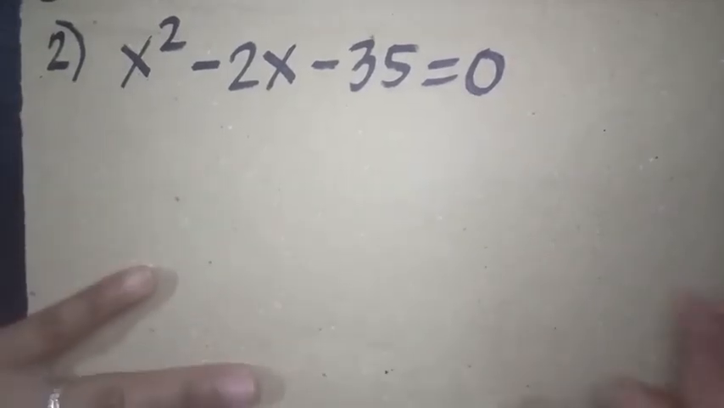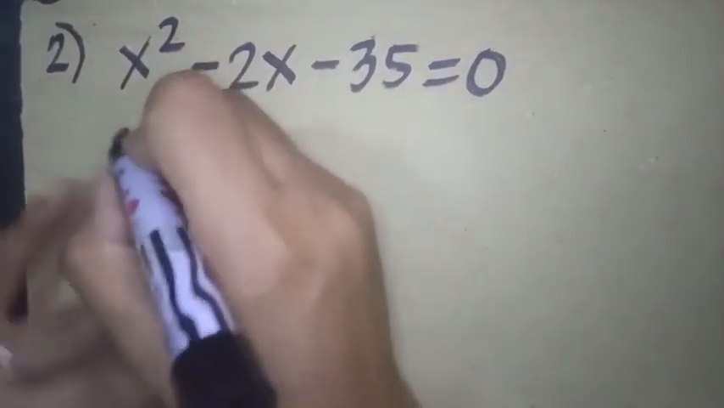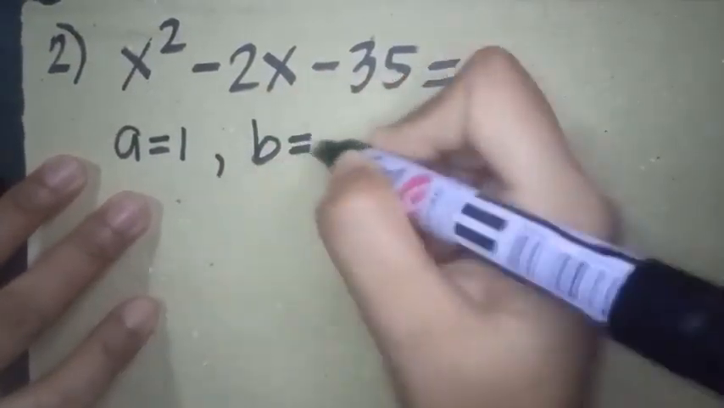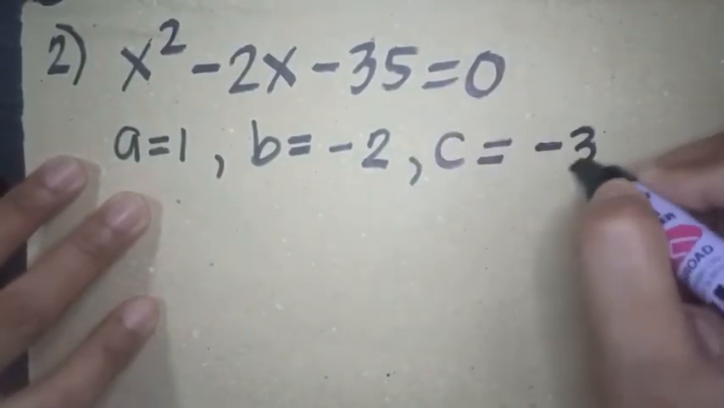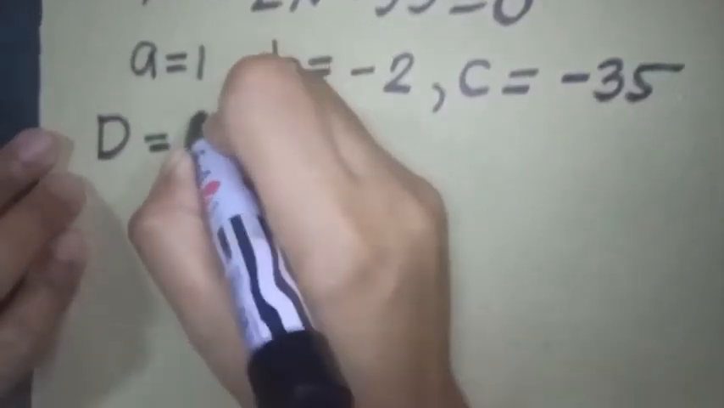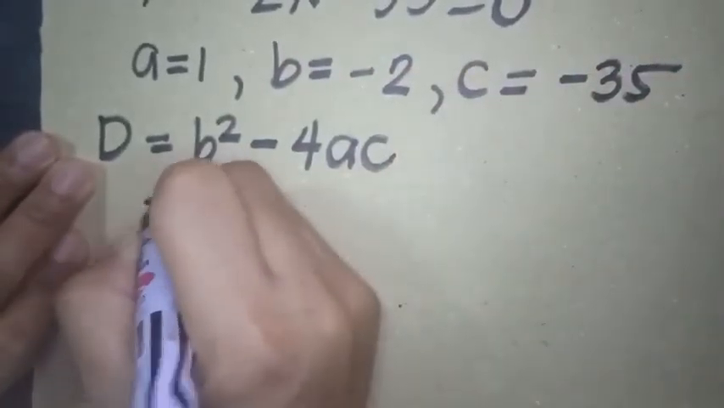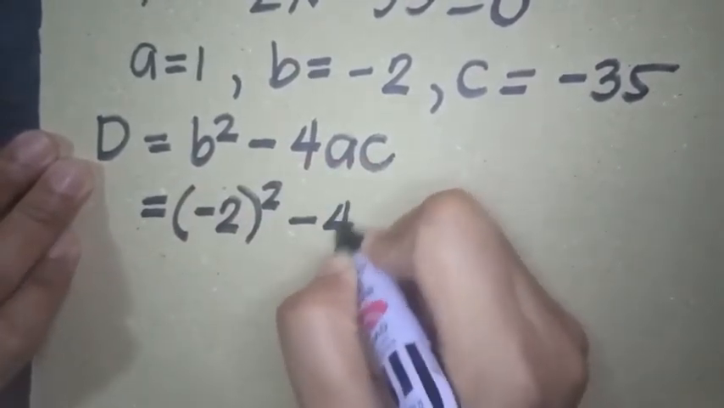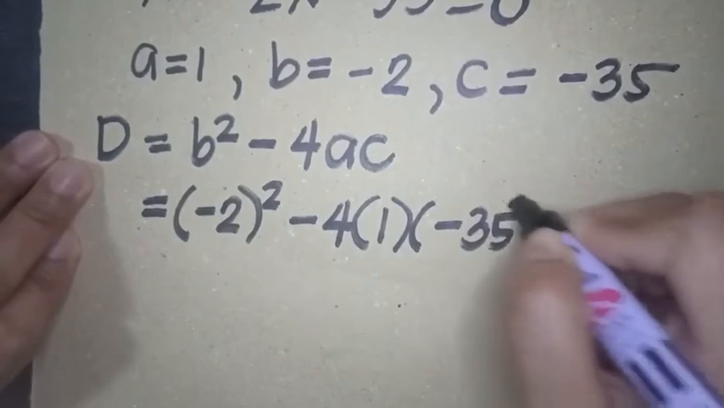Okay, let us try x squared minus 2x minus 35 is equal to 0. So, identify ulit natin yung a. So, a is 1. Ang b naman natin ngayon is negative 2. And our c is negative 35. So, our discriminant is equal to d is equal to b squared minus 4ac. So, b is negative 2. So, you have negative 2 squared minus 4 times a times c, which is negative 35.